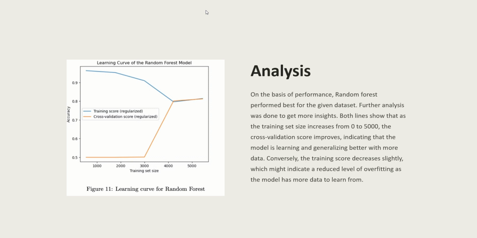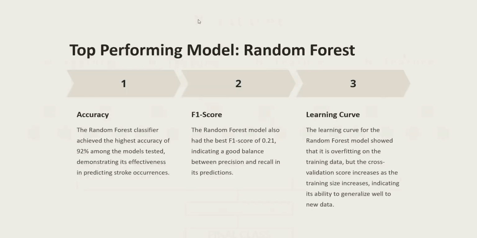As we know, random forest was our best performer, so further analysis was done to get more insights. As we can see from the learning curve of the random forest model, both the lines show that as the training set size increases from 0 to 5000, the cross validation score improves, indicating that the model is learning and generalizing better with more data. Conversely, the training score decreases slightly, which might indicate a reduced level of overfitting as the model has more data to learn from. Here we have listed out the stats of our best performer, random forest.